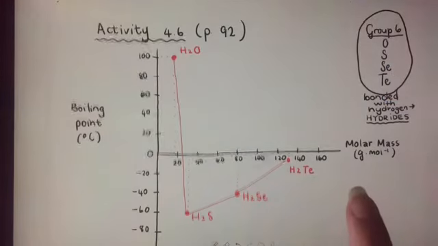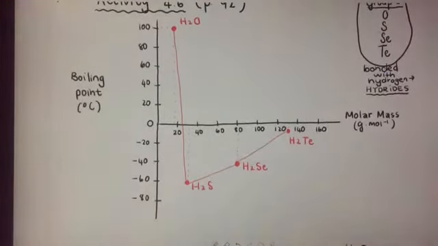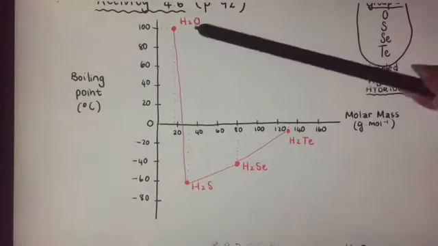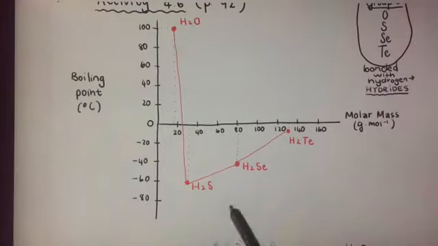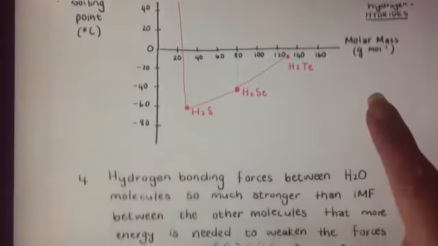So if I look at the trend in this graph, I can see quite clearly that it seems like water doesn't fit in at all. If I follow the trend over here, it looks like water should have a boiling point of approximately negative 80 degrees Celsius maybe. And that is definitely not the case because we know that water has a boiling point of 100 degrees Celsius. So what is the reason for this? And that's the answer to question 4, which I did first.